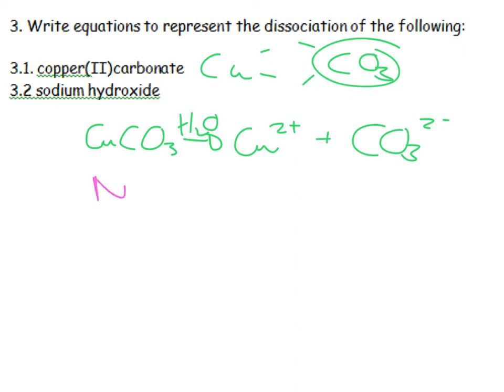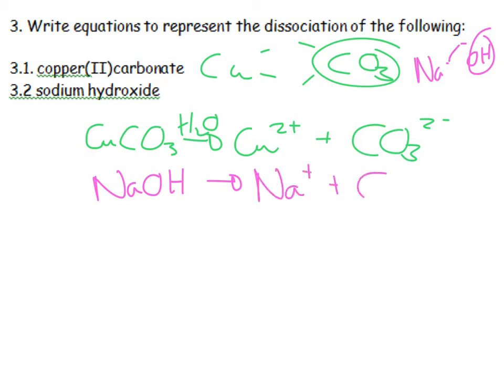And then you've got sodium hydroxide, and again we need to double check. Sodium has a valency of 1, hydroxide has a valency of 1, it's NaOH, so it's Na+ plus OH- in the presence of water.